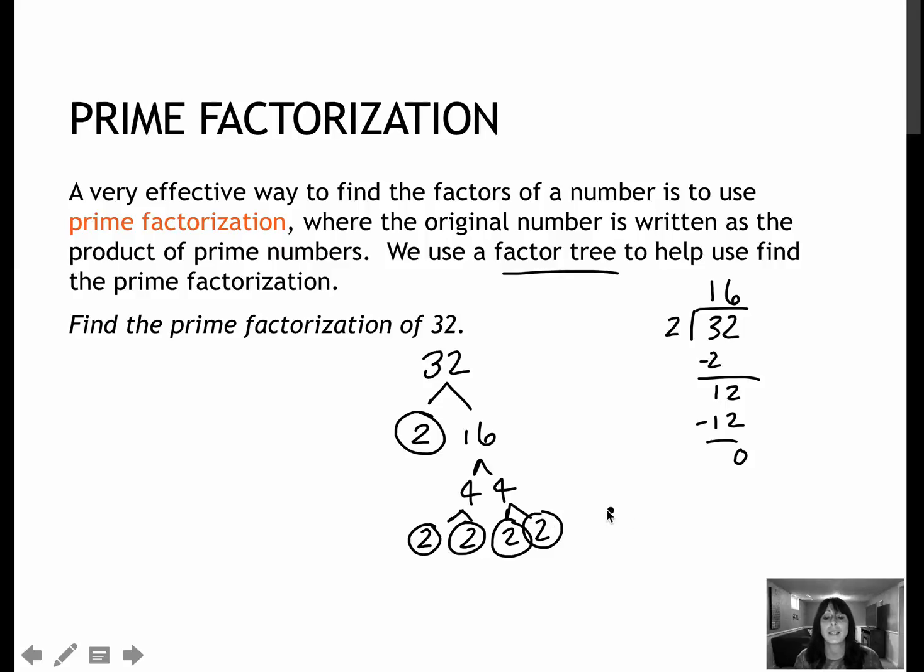And once everything has been circled, then I know I'm done. So the prime factorization of 32 is 2 times 2 times 2 times 2 times 2. You might also see that written as 2 to the 5th because it's the same factor 5 times.